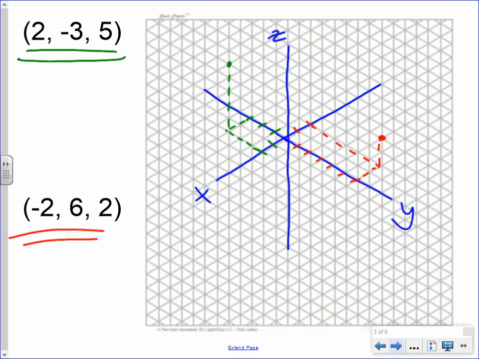Do you see how we move back, right, and then up? You said this one was in the second quadrant? Second octant, yes. Cole, does that help?